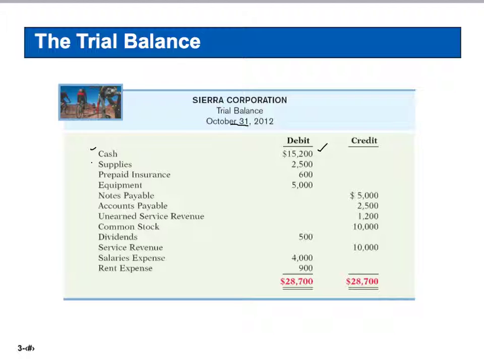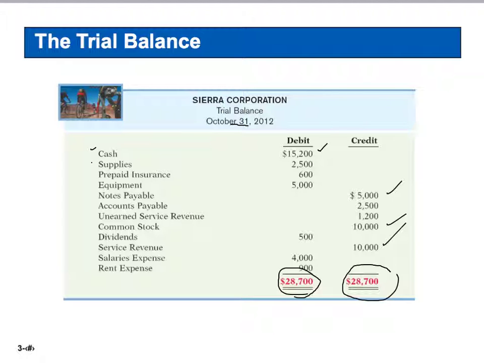Supplies, a debit balance of $2,500. Prepaid insurance, $600. Equipment, notes payable, a debit balance of $5,000. Common stock, a credit balance of $10,000. Service revenue. We add up all the debit accounts, $28,700. And the credit accounts, we get the same. So we know that if these accounts balance, it's quite likely we did not make a mistake.